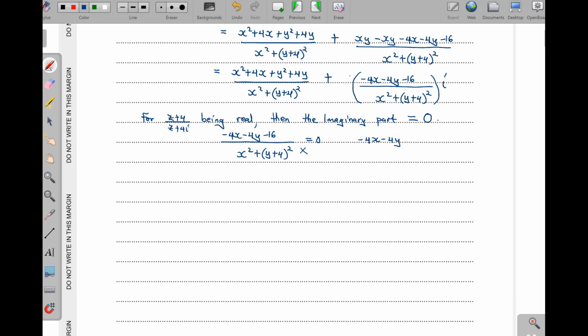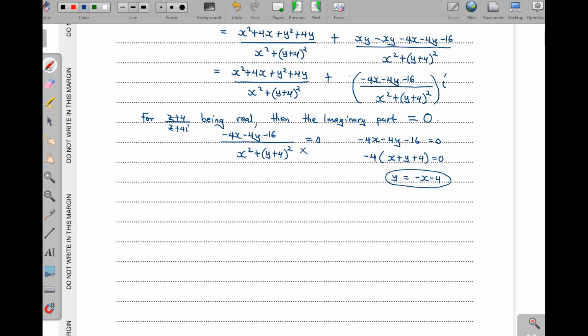And from here, if we cross multiply, we can see that we have negative 4x minus 4y, then minus 16, which is equal to 0. You get it? Then if I pull out the negative 4, then I will have x plus y plus 4, which is equal to 0. Then I can express y in terms of x or x in terms of y. So y here is going to be equal to negative x minus 4. Okay, I keep this equation here.